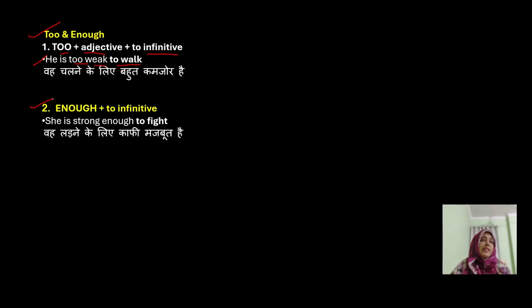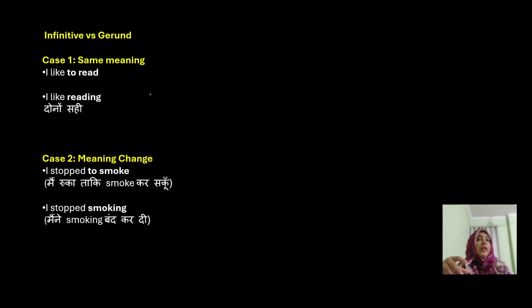Now the second is enough plus to infinitive. The first one is of too and the second is of enough. She is strong enough to fight. You can see there is an adjective, strong, and enough is the word. To fight is the infinitive. So these are the examples and some fixed rules of using infinitives which you have to remember.